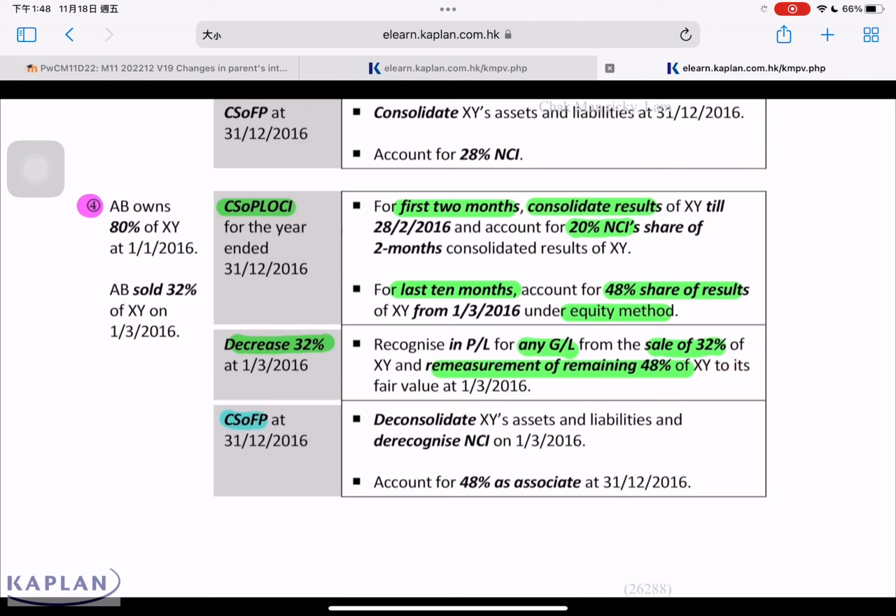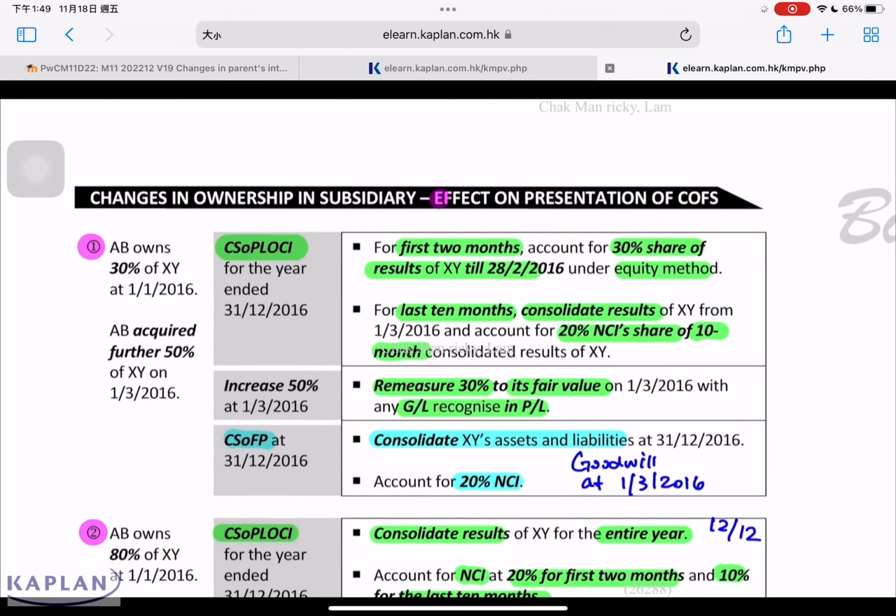In the balance sheet, at the year end, we must do a deconsolidation on the day when the control is lost. Meaning that at the year end, it's no longer a subsidiary. At the year end, it becomes an associate. This is how it affects the preparation of the consolidated financial statement.